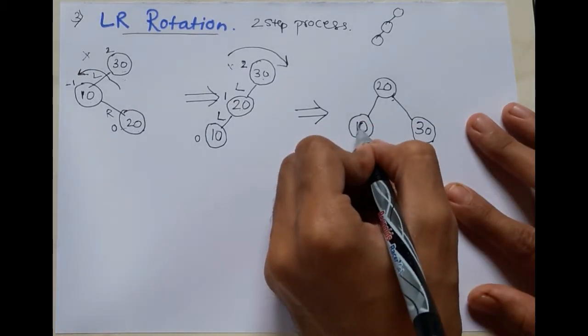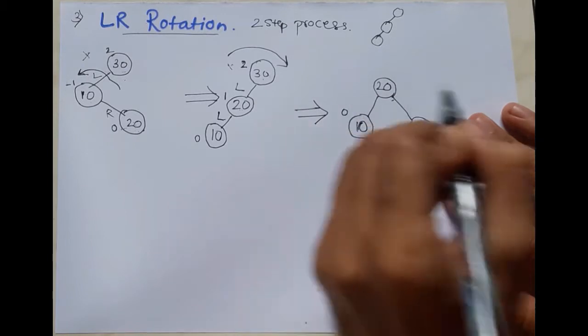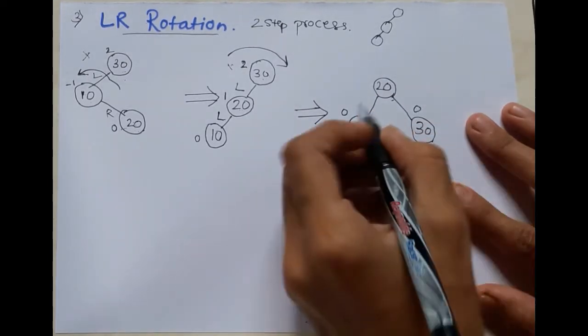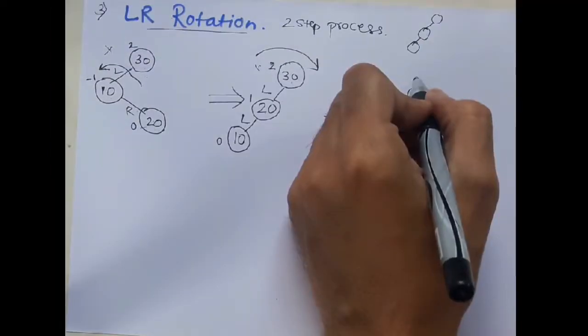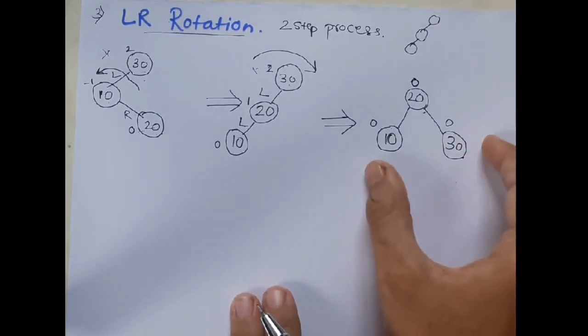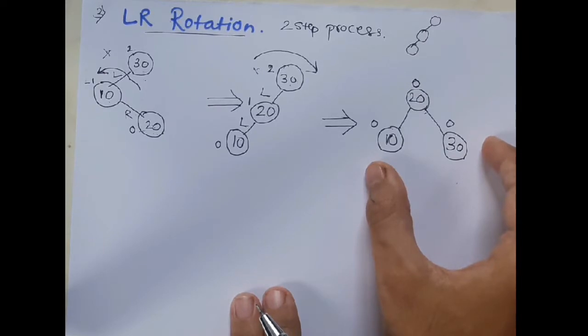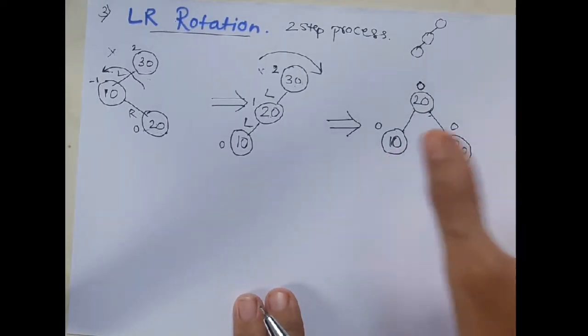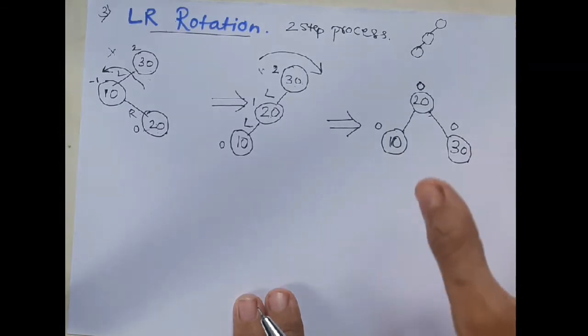Okay. Now again we'll check the balance factors. So the balance factors are 0, 0, 1 minus 1, 0. Right. So now the balance factors are maintained for each node. Okay. And binary search tree property is also maintained. So now this is balanced.